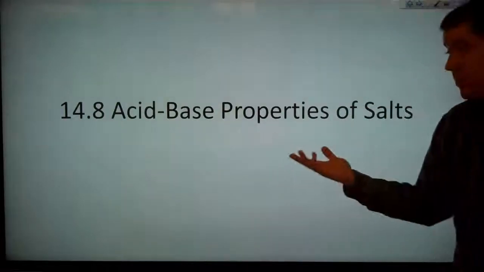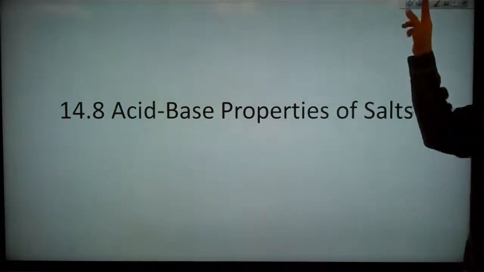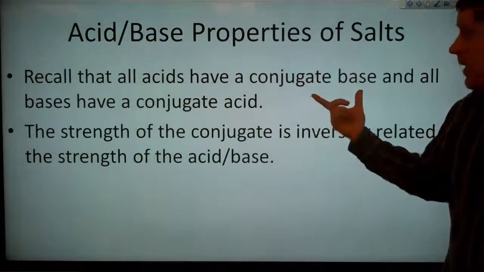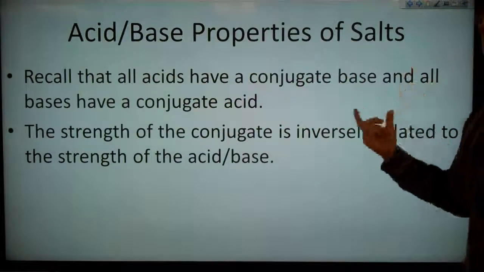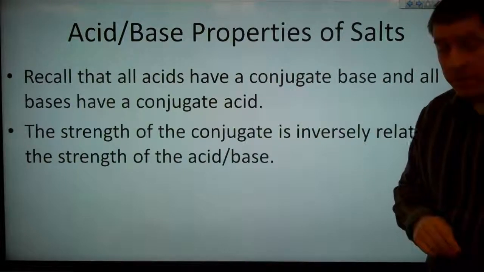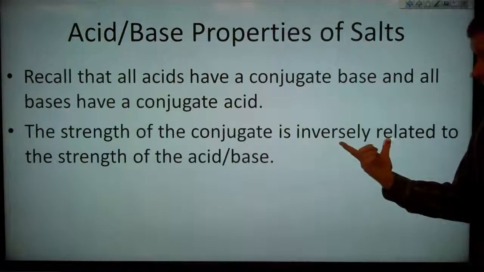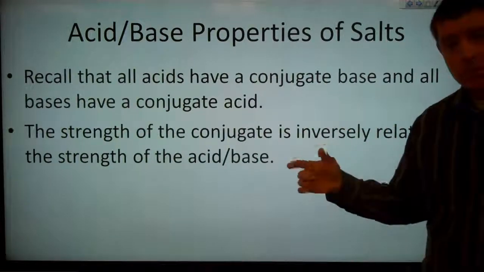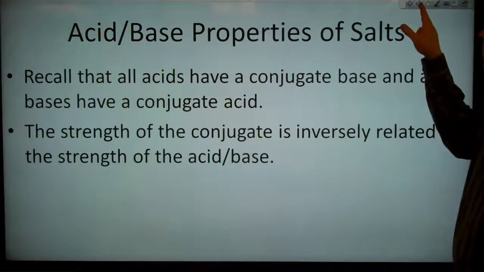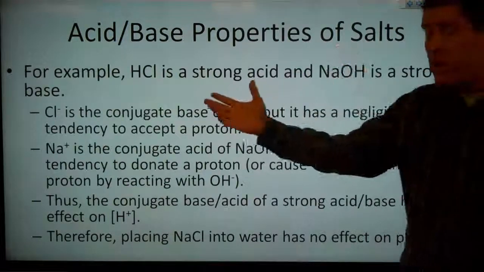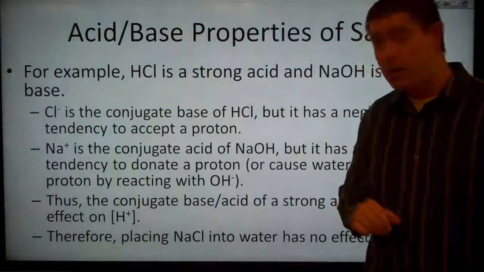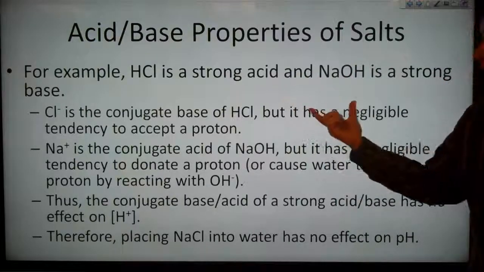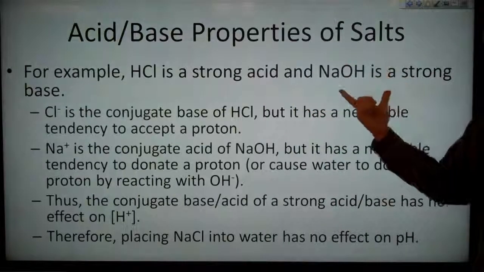Welcome to the acid-base properties of salts. So, recall that all acids have a conjugate base, and all bases have a conjugate acid. So the strength of our conjugate acid or base is inversely related to the strength of the acid or base. So, if we have something like hydrochloric acid, HCl, it's a strong acid, and sodium hydroxide is a strong base.